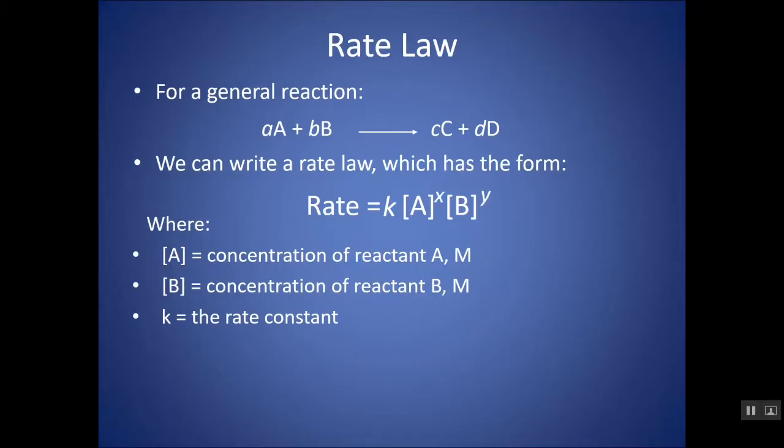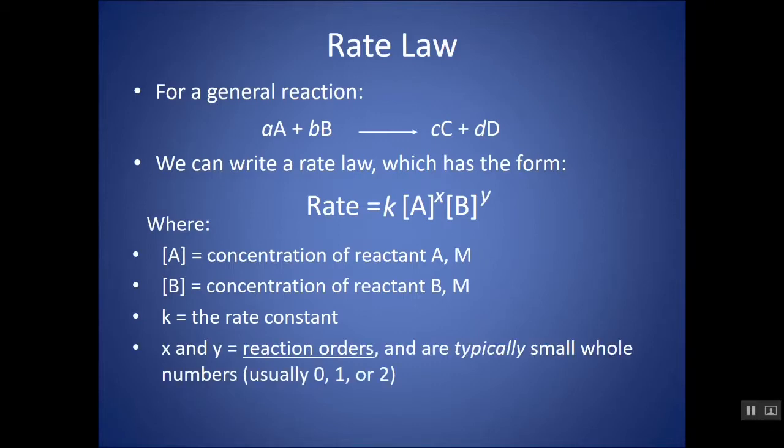And we're not quite sure how A and B are going to affect the rate, so we're going to raise them to some power, some exponent, which we are going to have to solve for experimentally, and we'll call these reaction orders. Typically, they're small whole numbers like 0, 1, or 2, but they can be fractions, they can be decimals, they can actually even be negative numbers, so they don't have to be small whole numbers. And these are something that have to be determined experimentally.